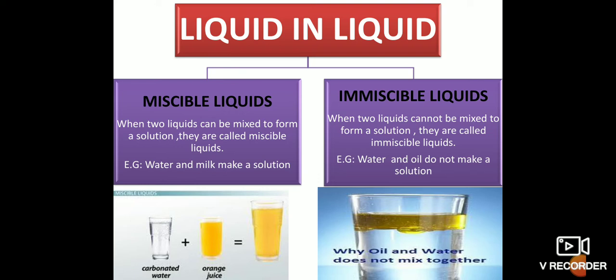Oil and water. You can see in the picture, when you take a glass of water and pour some oil on it and try to mix it with a spoon, you will see that oil always floats on water. They do not get mixed. So it is an example of immiscible liquids. So the difference is clear. We have taken the solute as liquid only. We are mixing the liquids in liquid only.